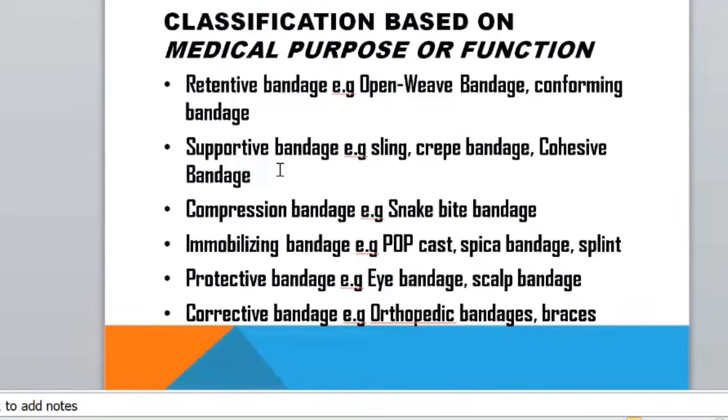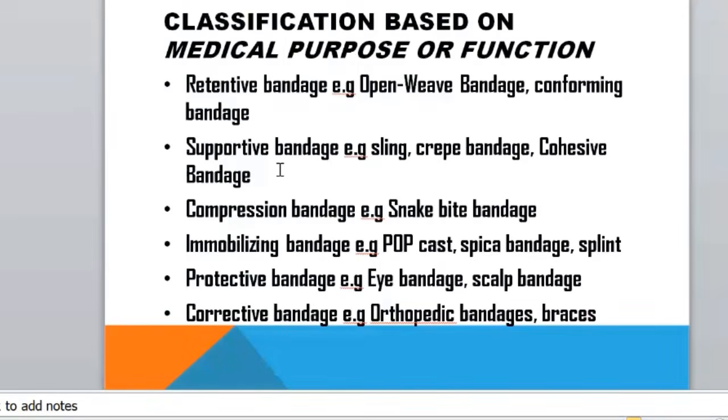We have number two, supportive bandage. These are designed to support or reinforce weak or injured body parts. When we say supportive bandage, we use it to reinforce weak or injured parts of the body. It might be joints, it might be muscles. This kind of bandage limits movement and helps to relieve strain. That's why we call it supportive bandage. An example is the sling or crepe bandage that I've shown you in the previous slides.